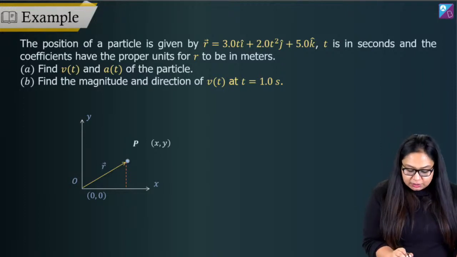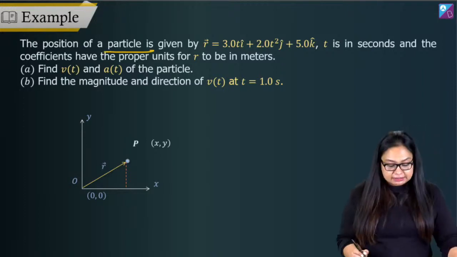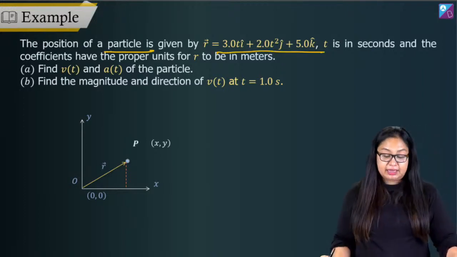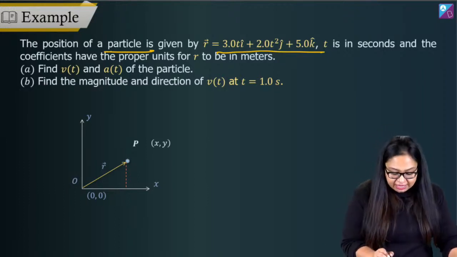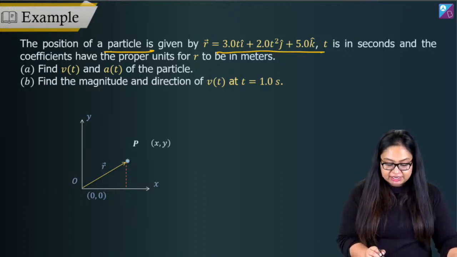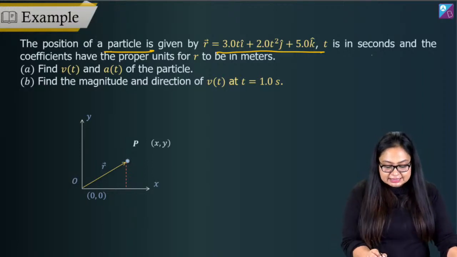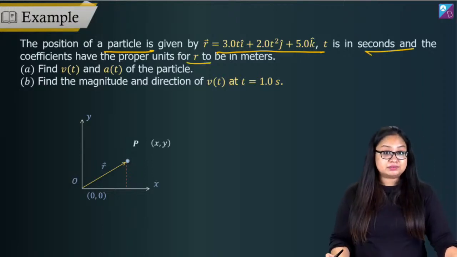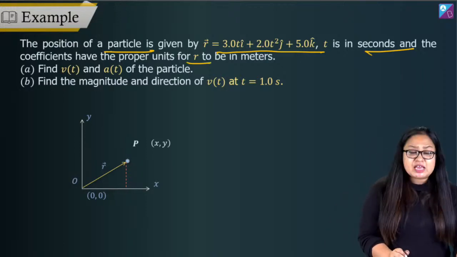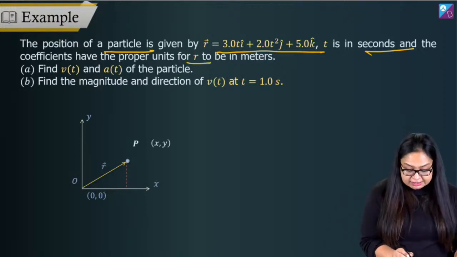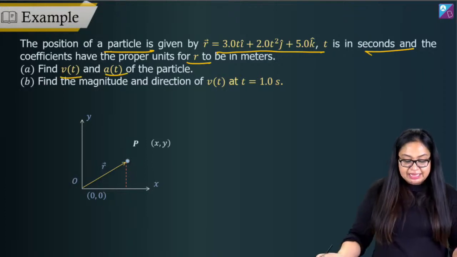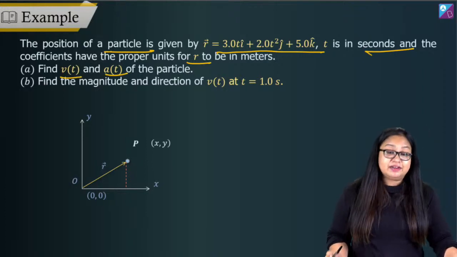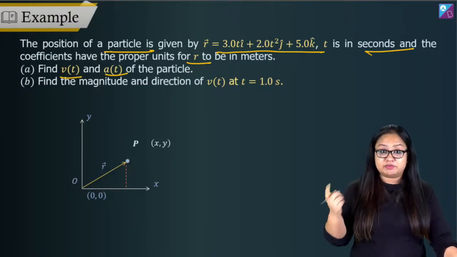Here we say the position of a particle is given in terms of i cap, j cap, k cap: r equals 3t i cap plus 2t square j cap plus 5 k cap. t is in seconds and coefficients have proper units for r to be in meters. We have to find out two things. First, v as a function of time and a as a function of time of the particle, v in terms of time and a in terms of time.